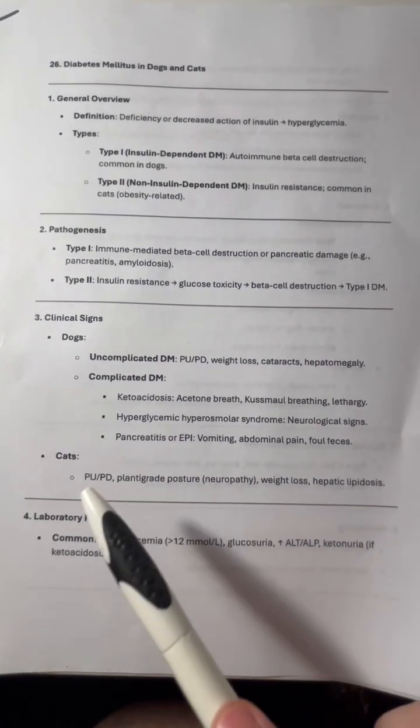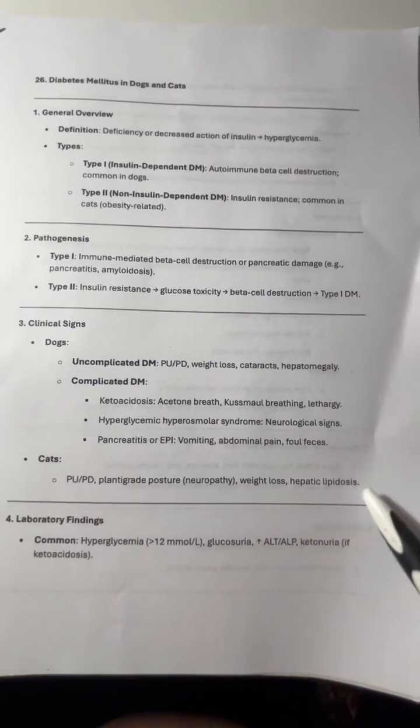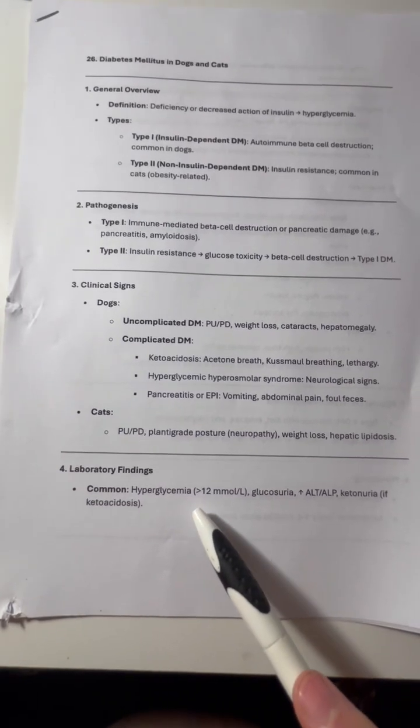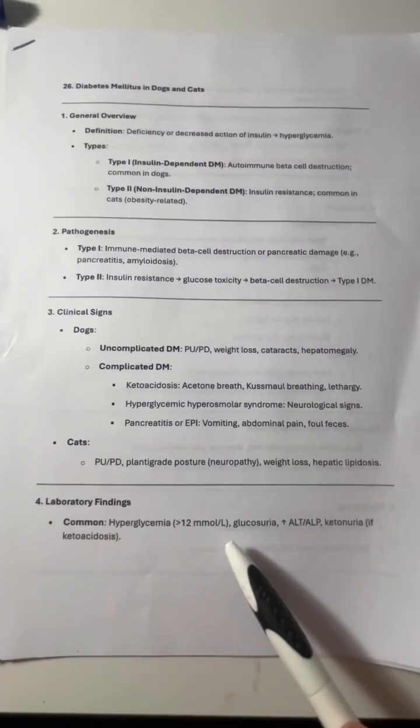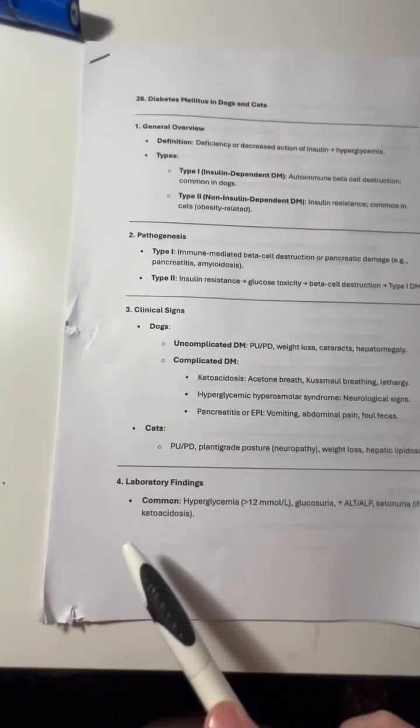In cats, we can see polyuria and polydipsia and a plantigrade posture due to the neuropathy, weight loss, and hepatic lipidosis. Laboratory findings, we can see hyperglycemia, so the glucose is above 12 millimoles per liter, glucosuria, and an increase of ALT. And we can also see ketonuria if there's ketoacidosis.